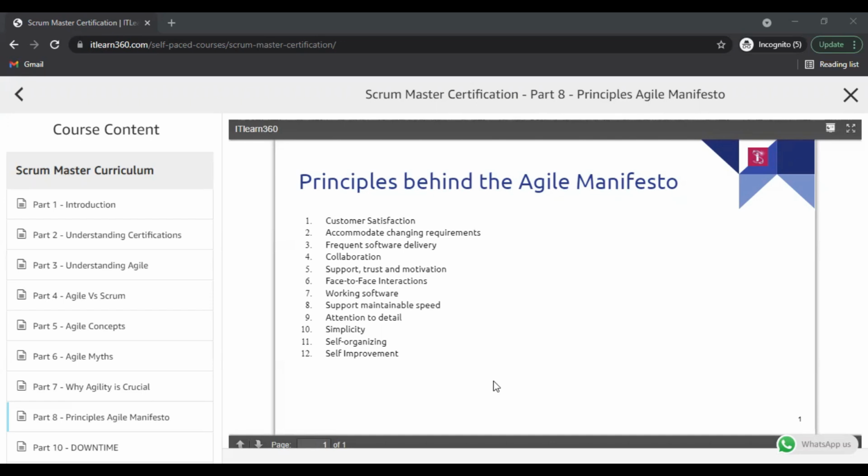All right. The ninth and 10th points talk about attention to detail and simplicity.